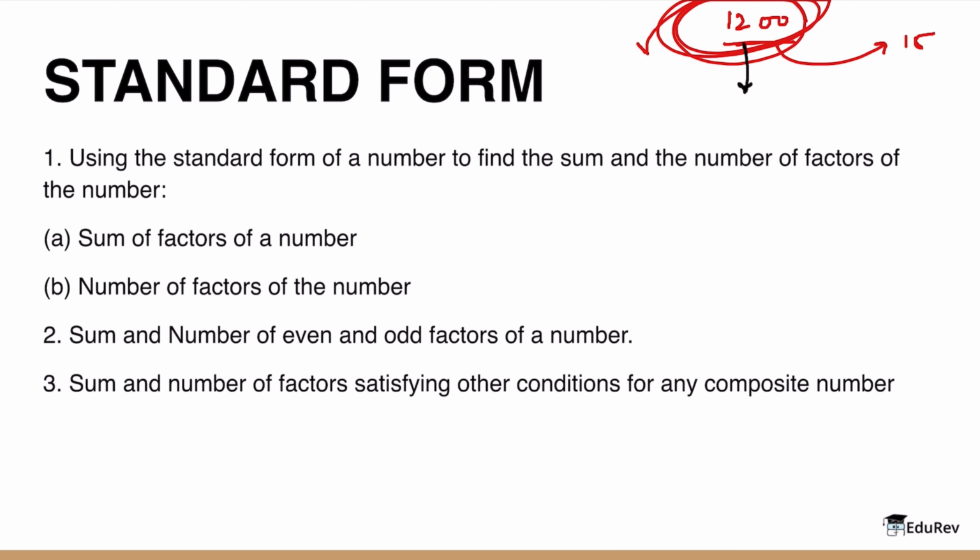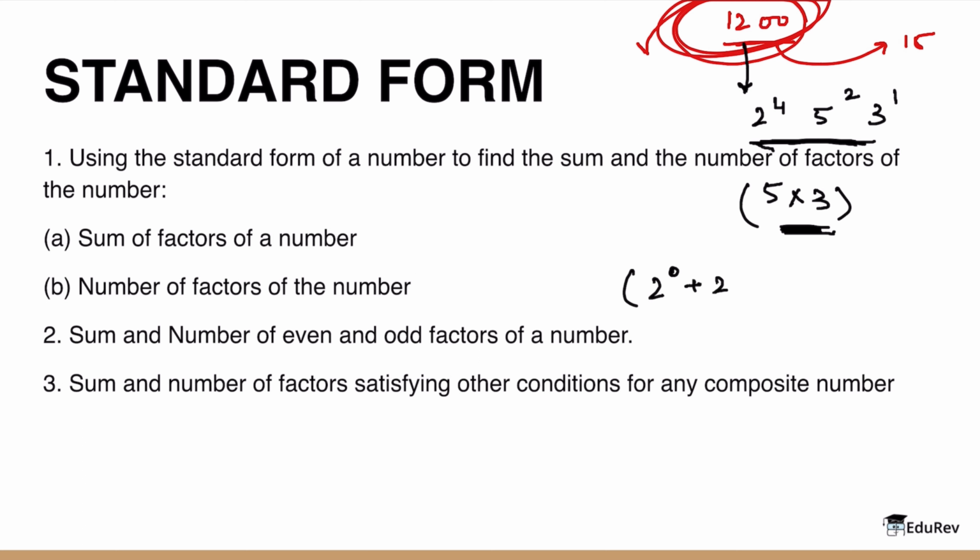Can I write 1200 in the format of 2 to the power 4 times 5 to the power 2 times 3 to the power 1? This is the standard format in which I can write 1200. Now for a factor to be divisible by 15, it should have what? If a factor has to be divisible by 15, it should be divisible by 5 times 3. So it should have a minimum of 5 times 3 in it. That means it cannot contain 5 to the power 0 and it cannot contain 3 to the power 0.